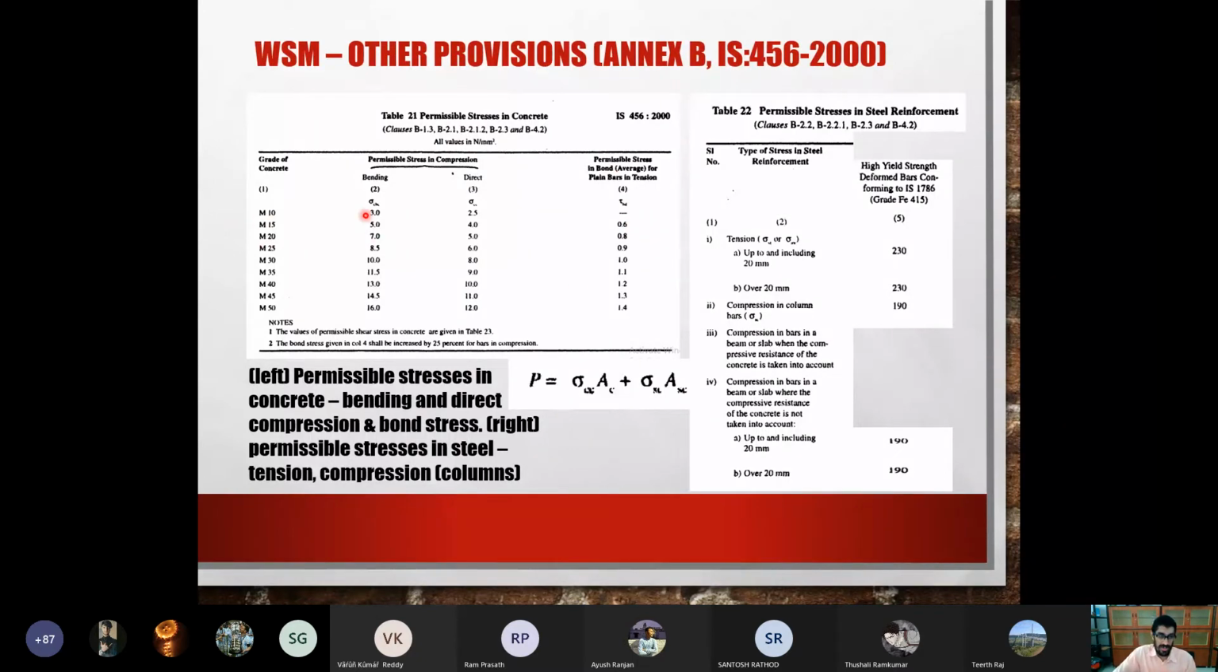So as you see, look at the numbers. Okay, mainly look at all these numbers. M10 sigma CBC is 3. M15 sigma CBC is 5. M20 sigma CBC is 7. Likewise, M50 sigma CBC is 16. How did people get these numbers? How did these numbers come?